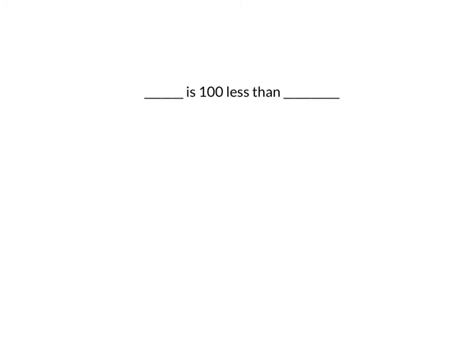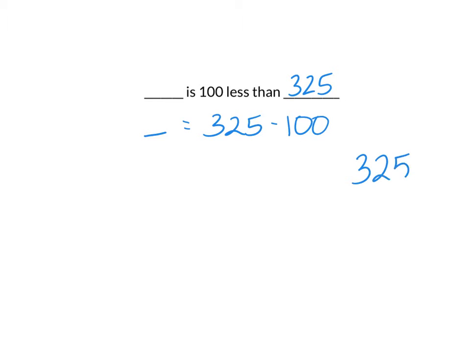So let's say I see a problem like this and it says blank is 100 less than blank. And let's say they give me the number 325. That's kind of like saying blank is equal to 100 less than 325. So that's kind of like saying what's 325 take away 100. So if I did this problem, maybe I have to put this in vertical form to solve it.